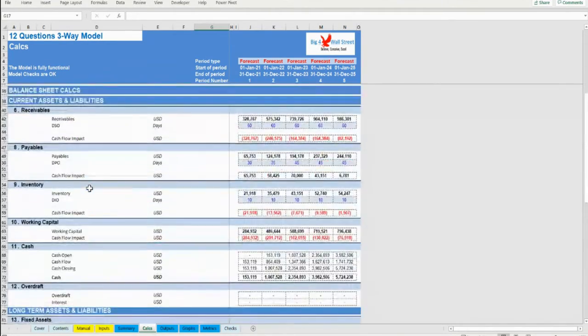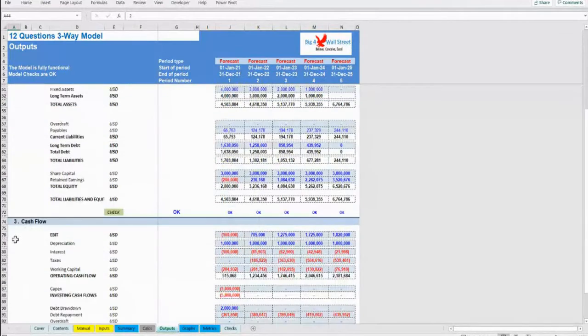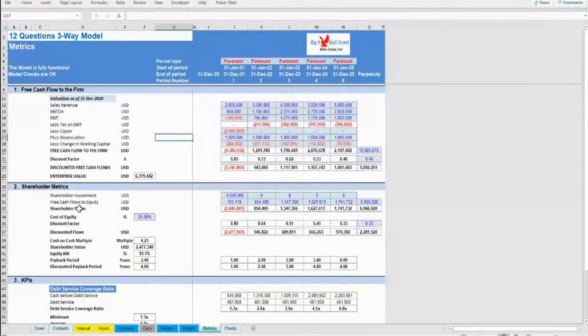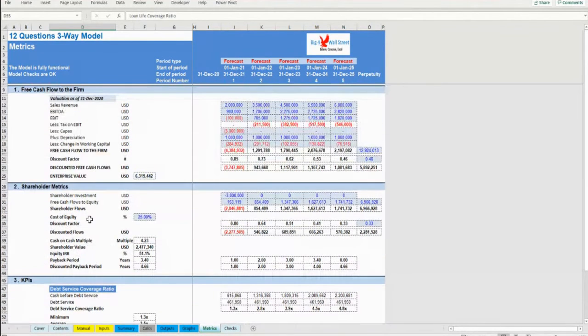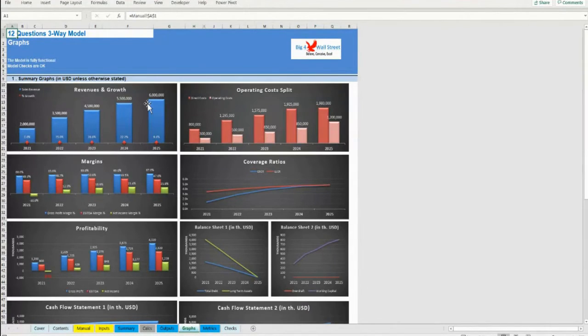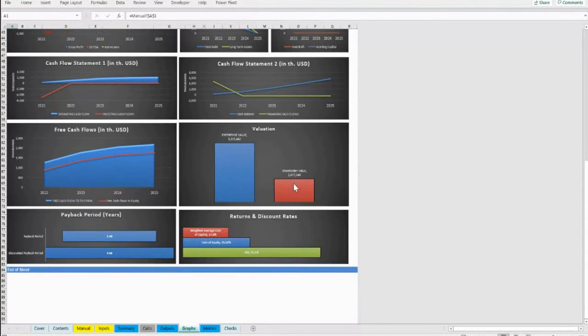From the Calcs, the three financial statements are generated in the Outputs tab: the profit and loss, balance sheet, and cash flow. In the Metrics tab, a series of investment metrics are calculated, such as enterprise value, shareholder value, internal rate of return, cash-on-cash multiple, payback period, debt service coverage ratio, and loan life coverage ratio. Additionally, on the Graphs tab, a series of charts are presented: revenues, costs, margins, profitability, coverage ratios, cash, debt, working capital, cash flows, valuation, payback, and returns and discount rates.